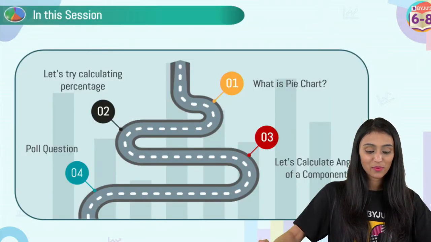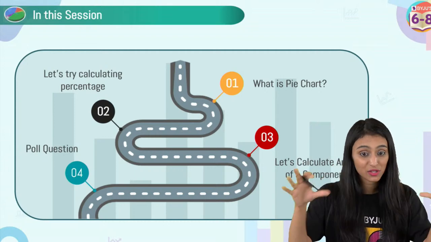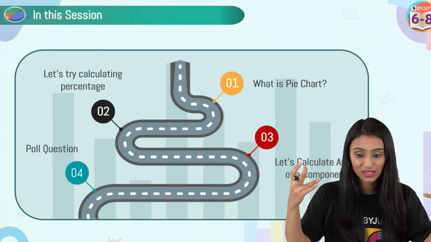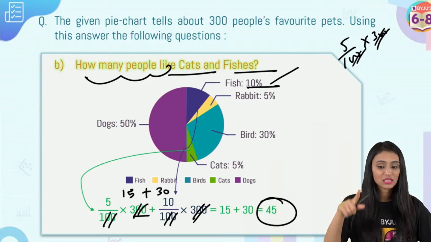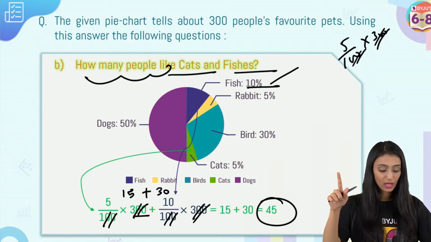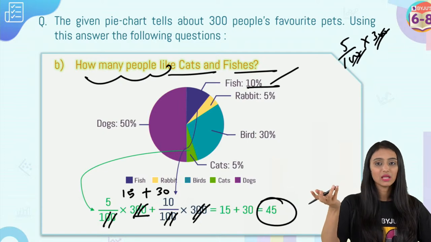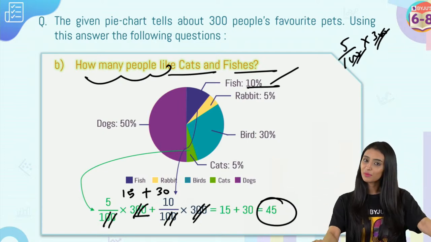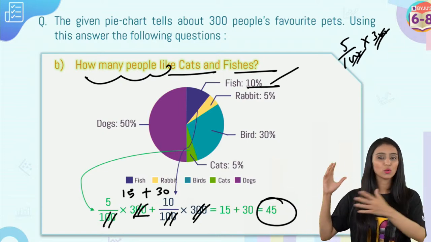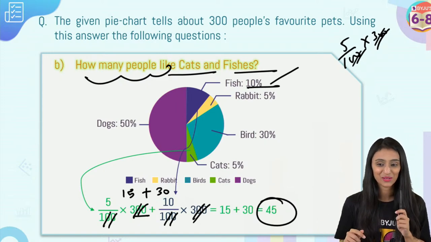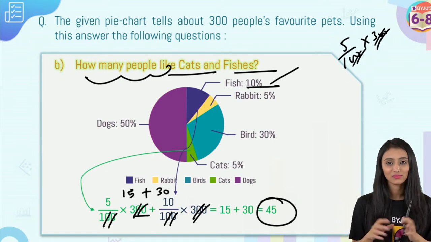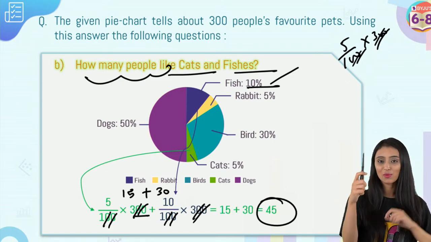Alright, so this was about the percentages. I think now we have very well understood how to calculate the percentage. Okay, I'm moving back to the previous slide. Yes, you are asking why we are multiplying with 300. Let me give you a very simple example. You go to a shop and you want to buy this pen.